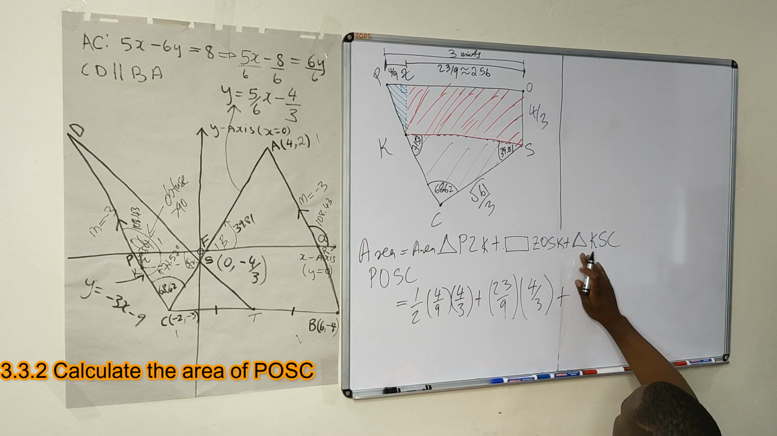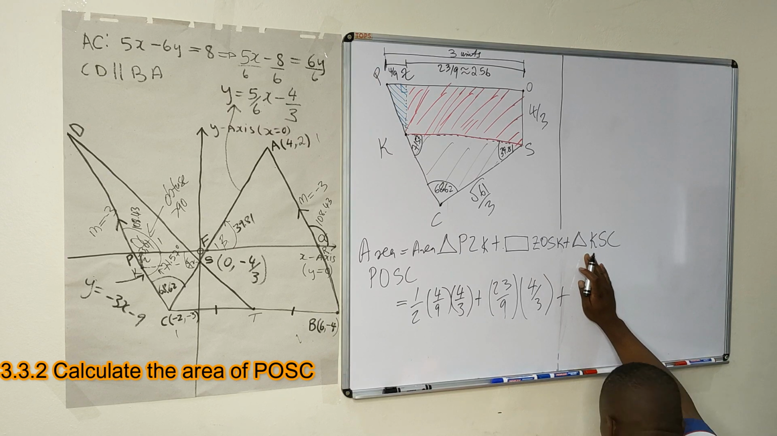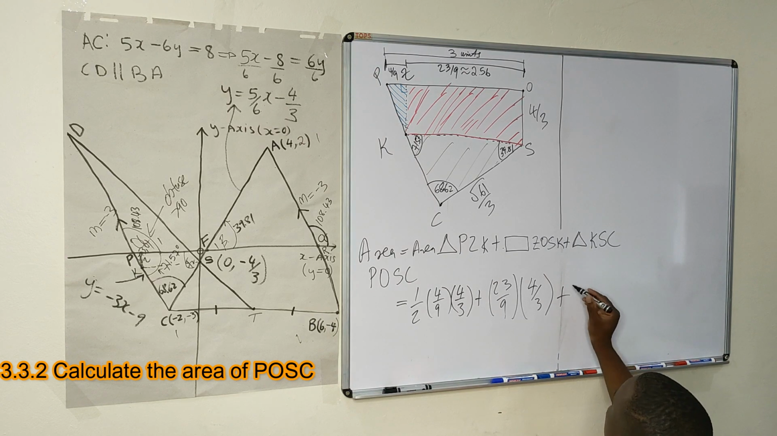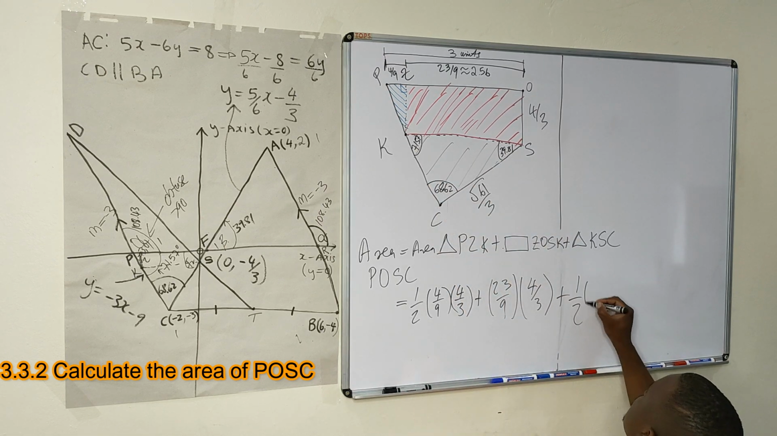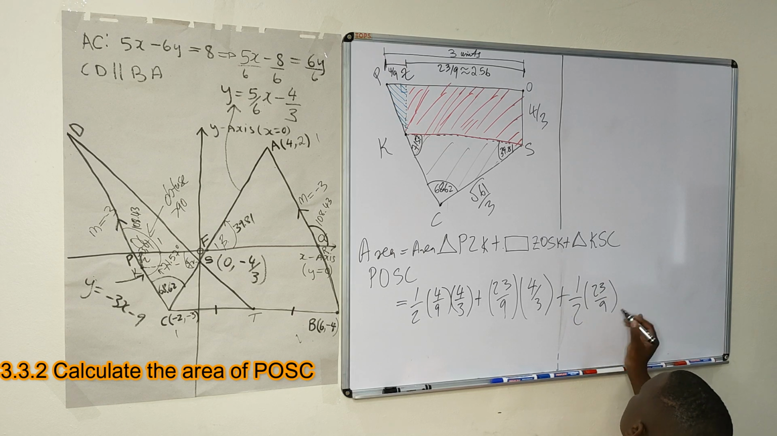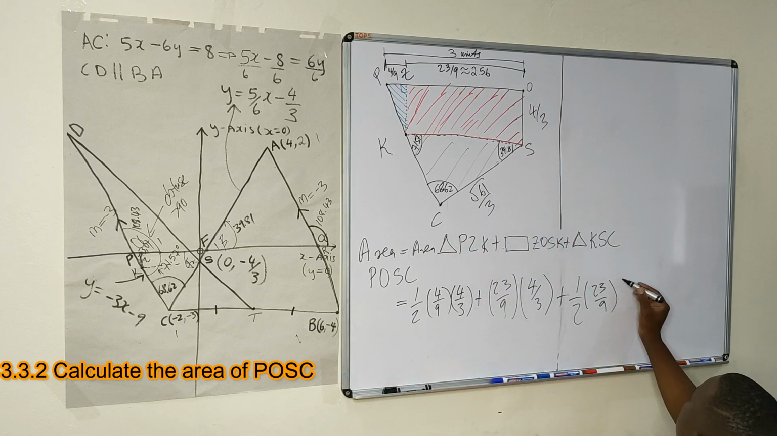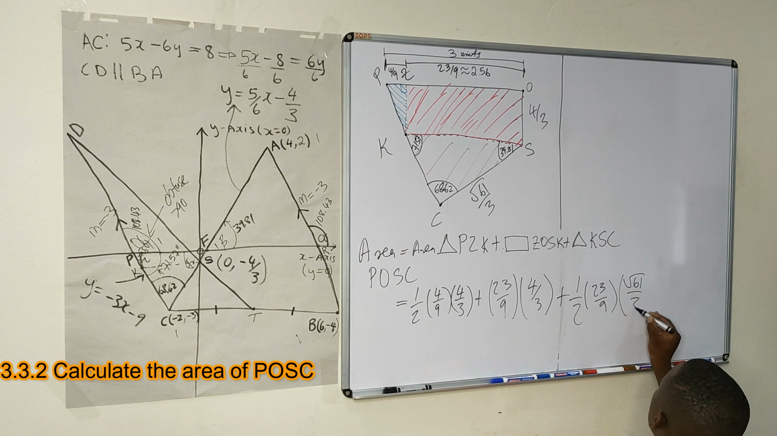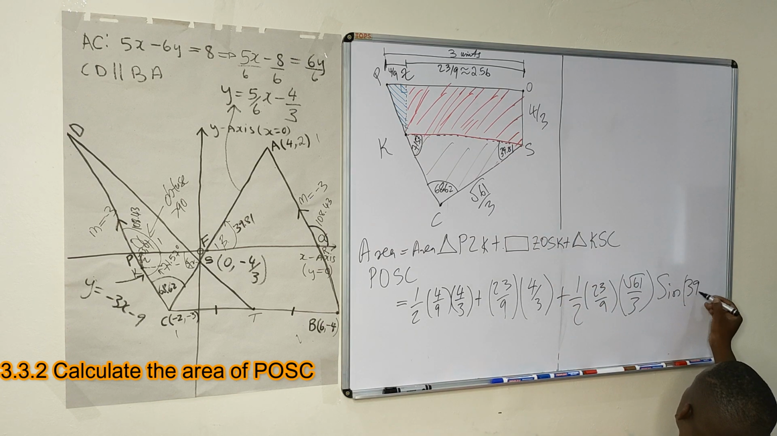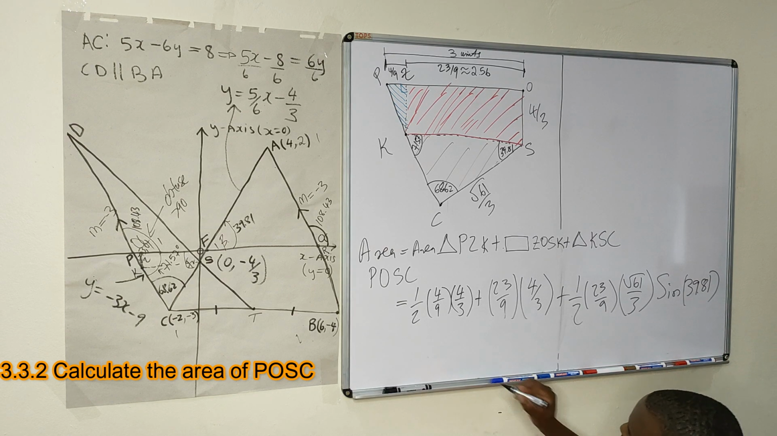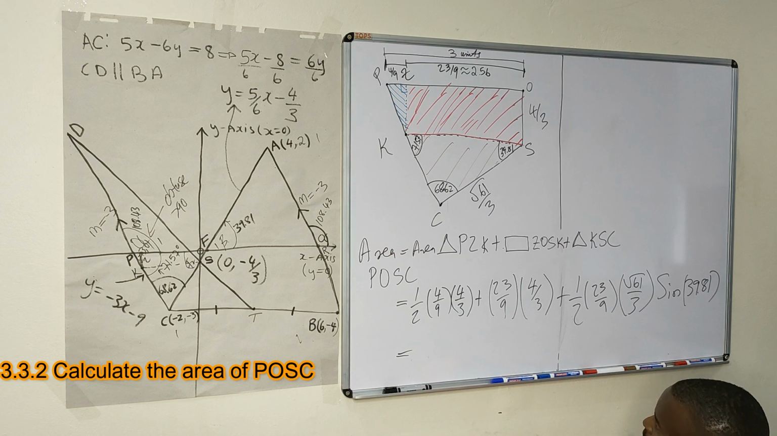plus the area of triangle KSC. So it's going to be half this side, which is 23 over 9, times this side, which is root 61 over 3, times sine of the angle between the sides, which is 39.81. Right? So you punch this in a calculator. What are you getting? So let's do that and see.